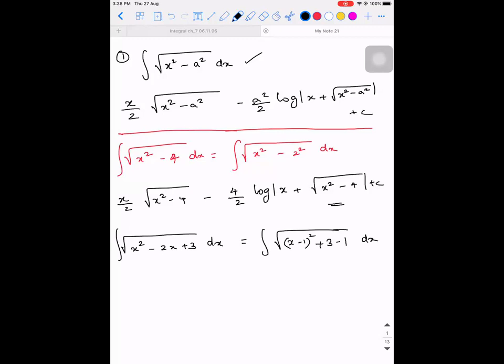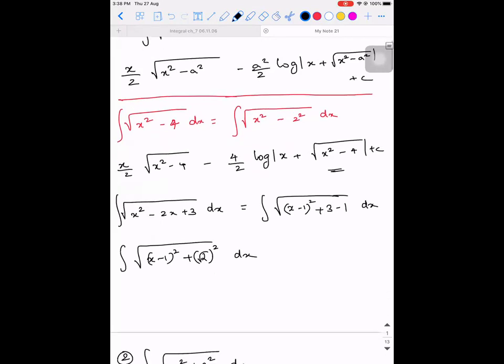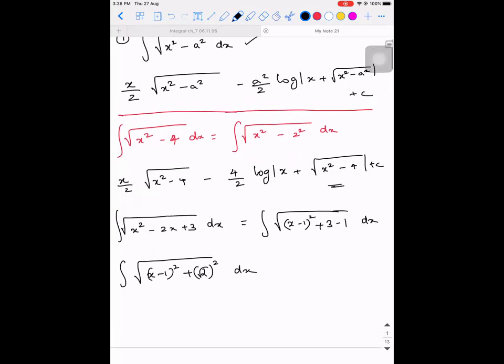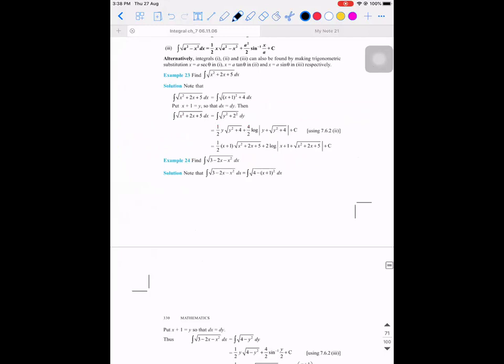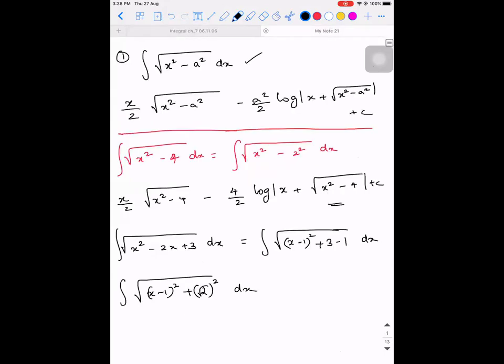I used the completing the square method. So this will be integral of root of x minus 1 the whole square plus 2, and 2 is nothing but root 2 the whole square, dx. Then what will the answer be? What will the answer be according to this formula? So in the place of x, what are you supposed to write?